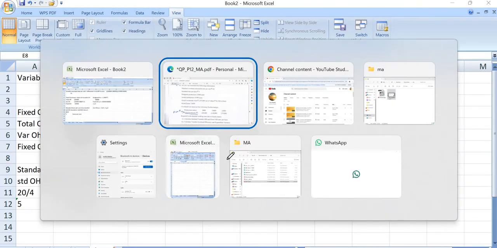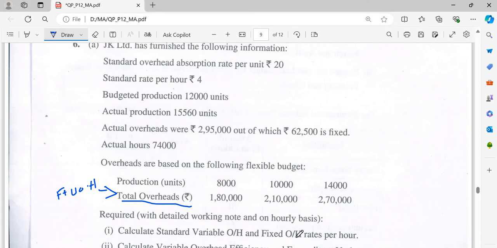So we have calculated everything. So variable overhead and fixed overhead rate per hour. So for standard we have calculated. So then coming to variable overhead efficiency. First what we need, variable overhead efficiency, for that we need variable overheads, right? So they have given actual overheads were 2,95,000.